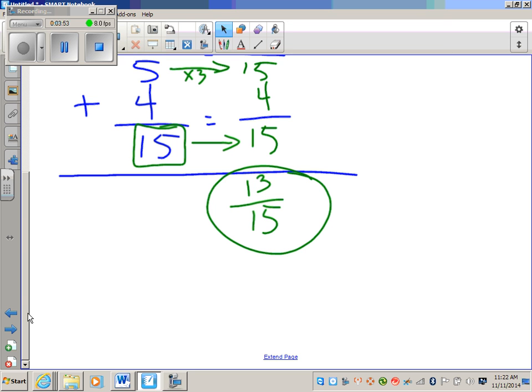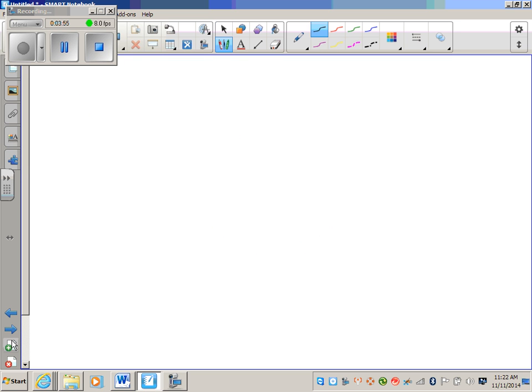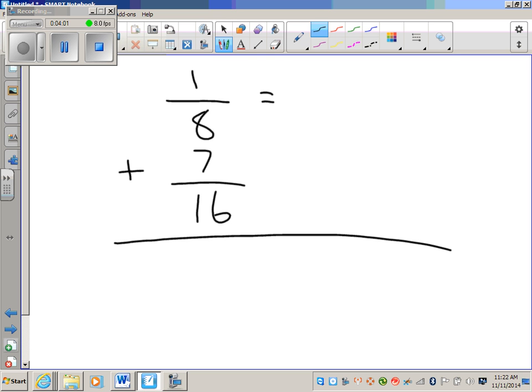Let's try another one. 1/8 plus 7/16. Again, it's a good idea to write it out that way. I think it makes it easier to see, at least until you know you got the hang of it. Your main goal on top of comprehending everything is to avoid mistakes which you should not be making.